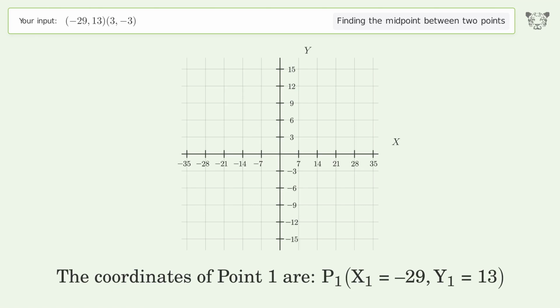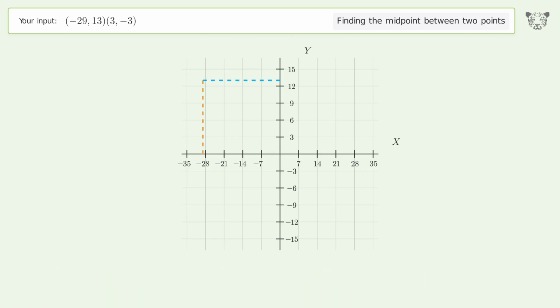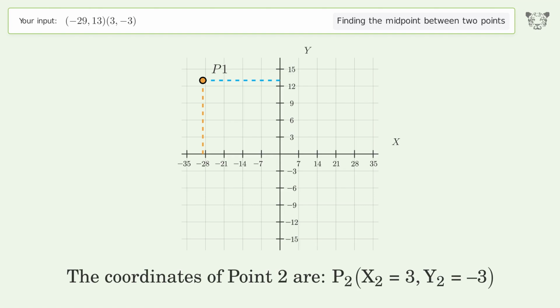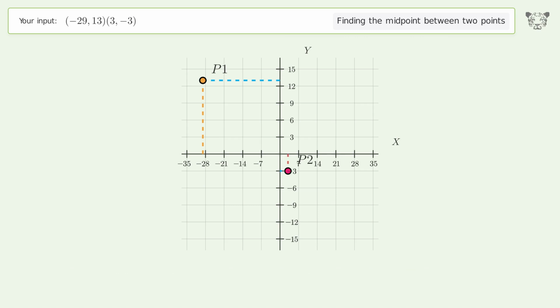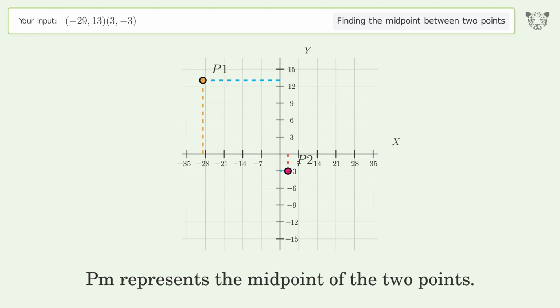The coordinates of point 1 are, x1 equals -29, y1 equals 13. The coordinates of point 2 are, x2 equals 3, y2 equals -3. PM represents the midpoint of the 2 points.